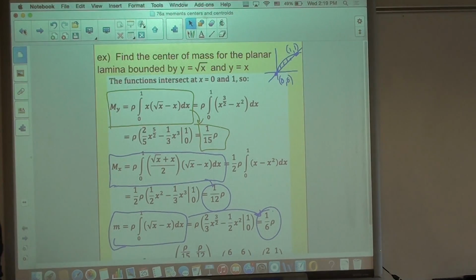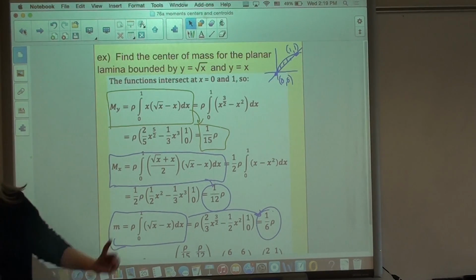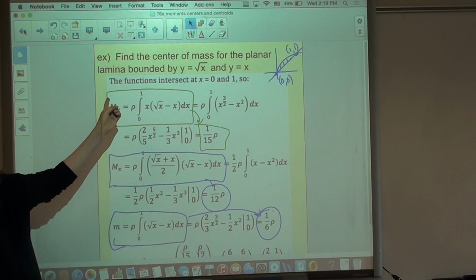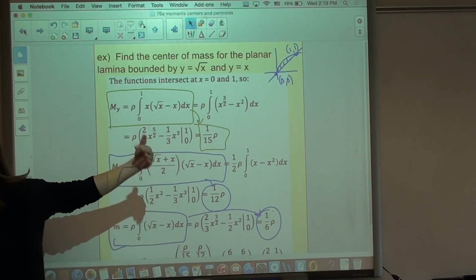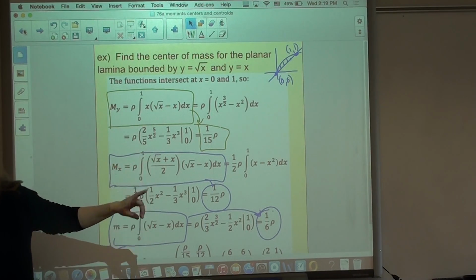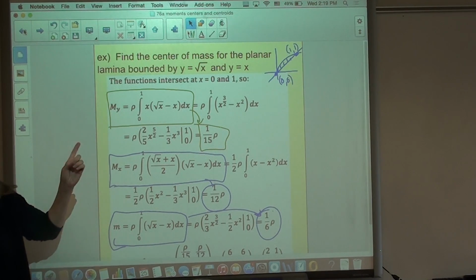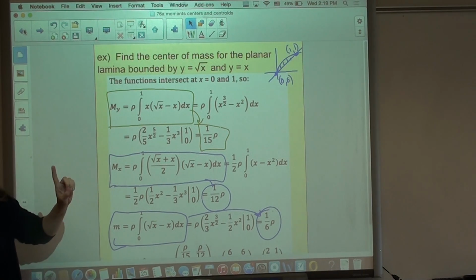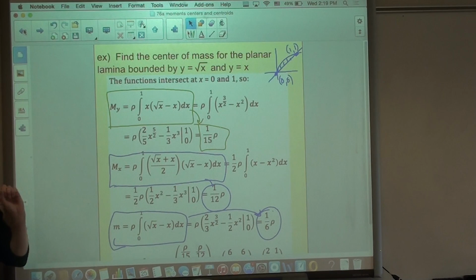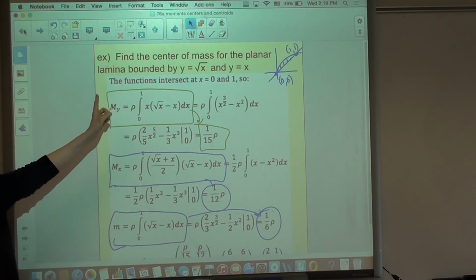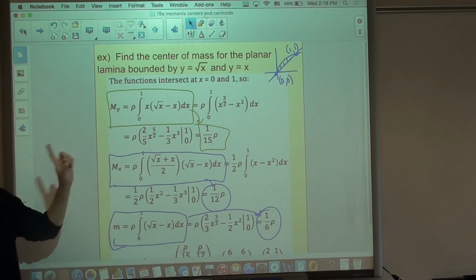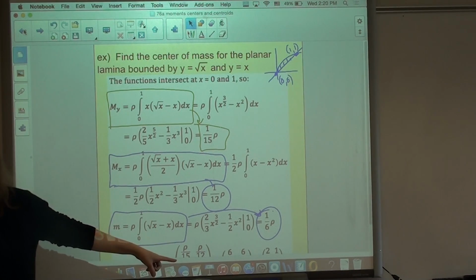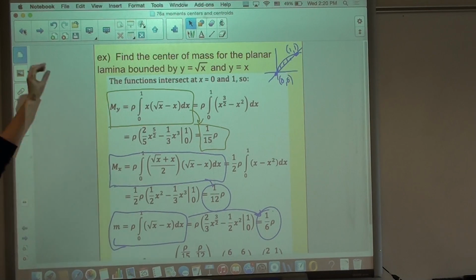Okay, guys, quiet please. M sub y is not the y center of mass. It's the moment about the y-axis, so it's actually a horizontal moment. Don't be deceived by the labeling. M sub y gives you the x value of your center, M sub x gives you the y value of your center, all right? Because it is what it is.